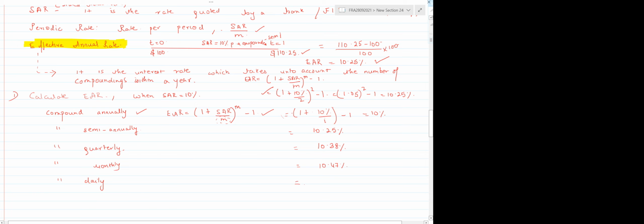So, what is my daily EAR? It equals 1 plus 0.10 by 365, to the power 365, minus 1. Monthly EAR equals 1 plus 0.10 by 12, to the power 12, minus 1, right? Here EAR is equal to 1 plus 0.10.